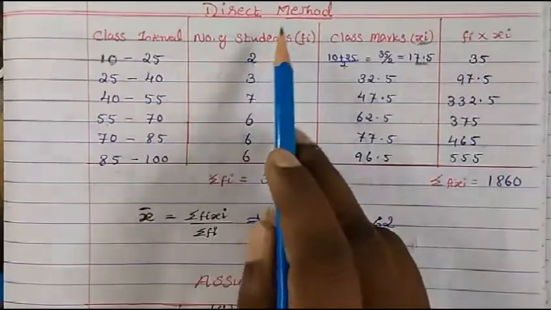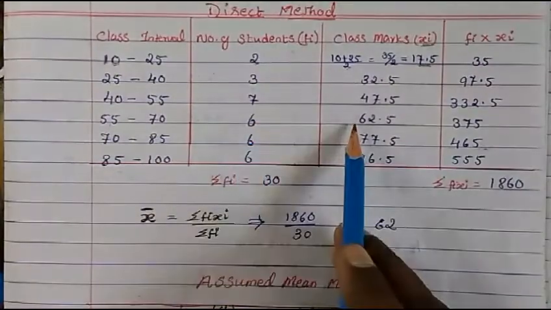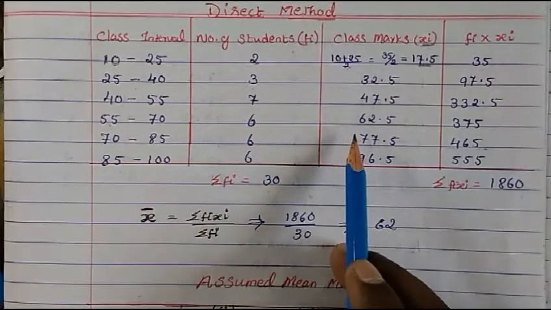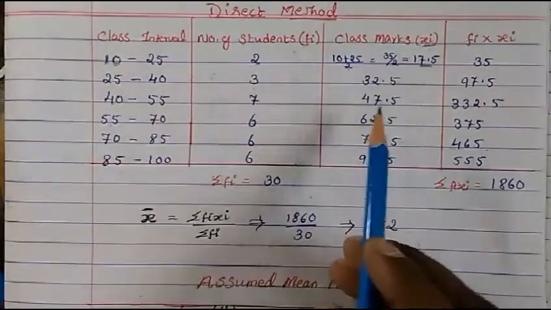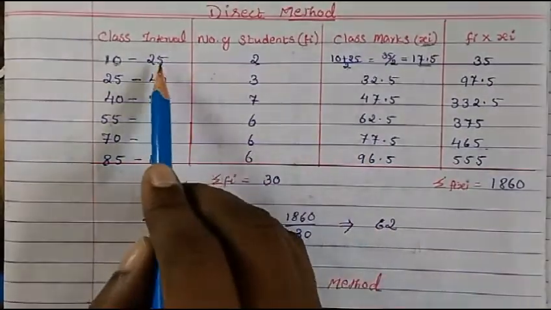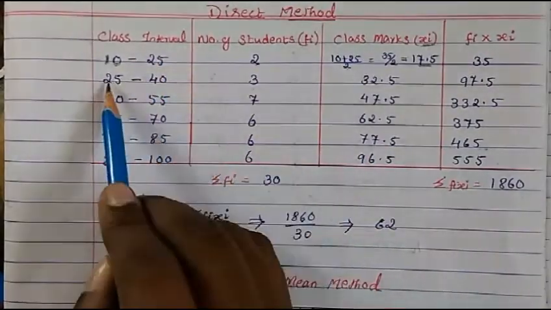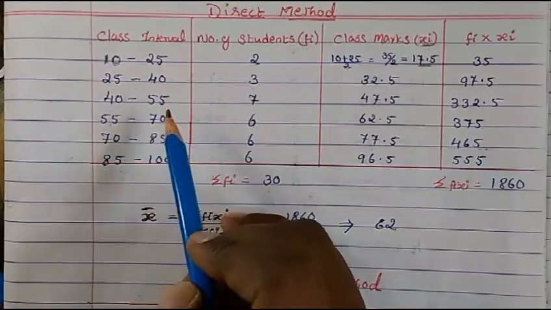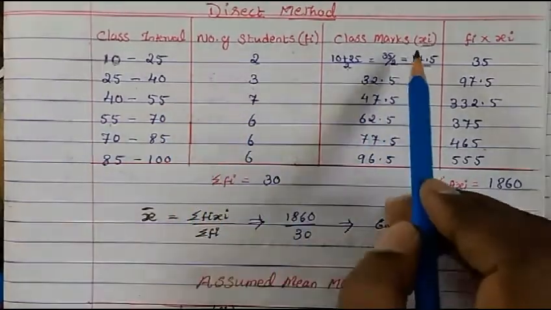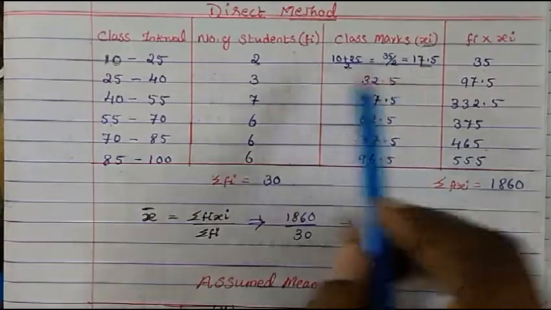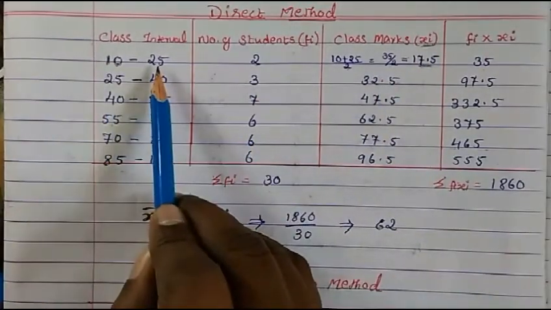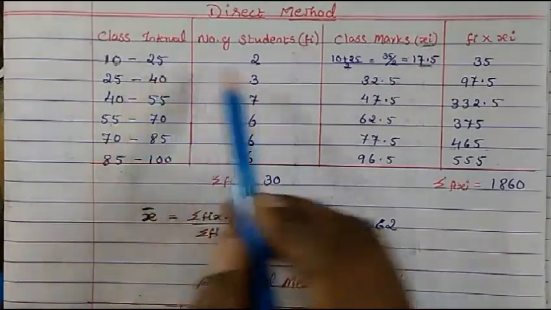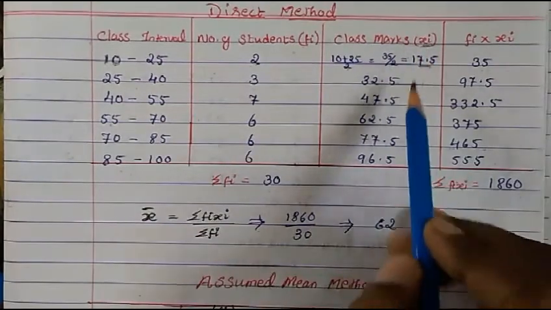When I explained the direct method, I explained all these three columns in detail. Please go through that, then you will understand the important point. If a child gets 25 marks, we should not write it here, we have to write it here, because 25 begins here. So that part we have to take care of very well. Then I also explained how to write the class mark: 10 plus 25 divided by 2. That average we have to write down in the class mark.